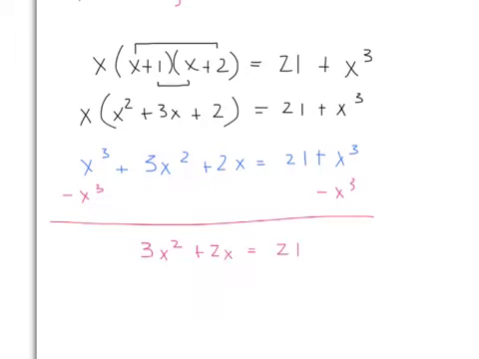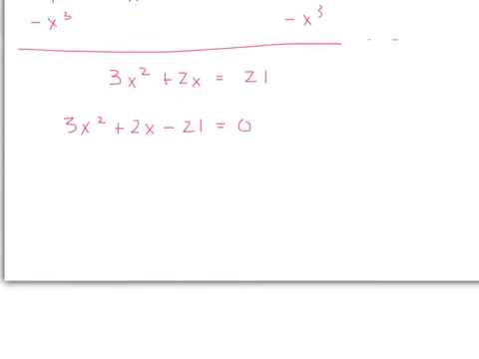What do I do with the 21? Move it over. Now here's the deal. Again, the AC method works. But 21 is really only 7 and 3 or 21 and 1. And 3x squared can only be 3x and x. So if you want to go trial and error here, you can go ahead and do that. But I'll do the AC method just to show it.